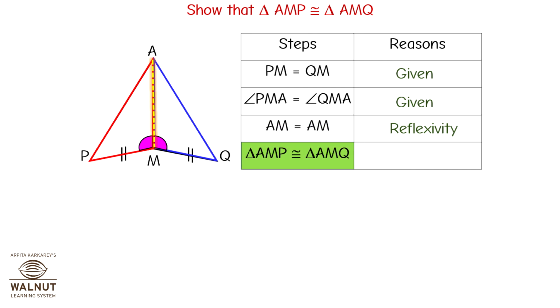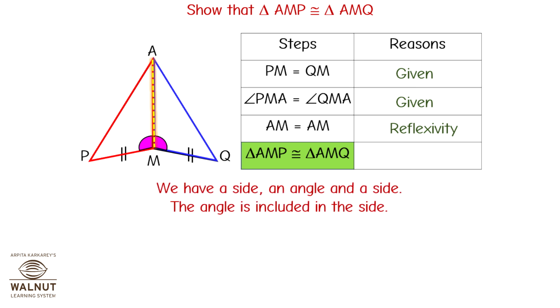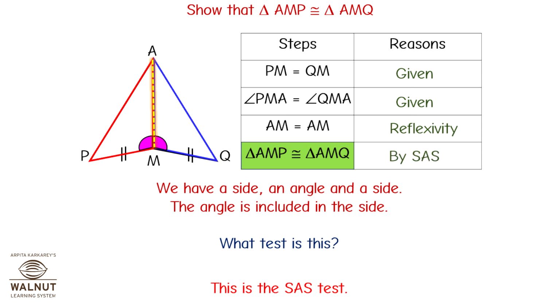Now the next statement is triangle AMP is congruent to triangle AMQ. What is the reason for that? We have a side, an angle, and a side. The angle is included in the sides. What test is this? This is the SAS test. So we write SAS test as the reason there. And with that, you have completed solving this question.